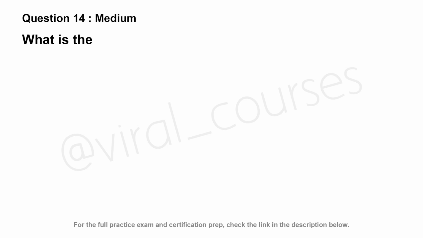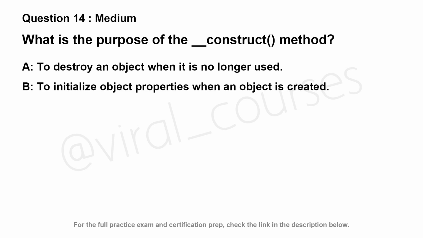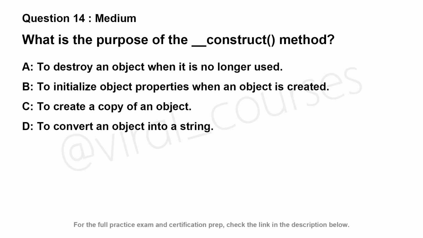What is the purpose of the __construct method? Option A, to destroy an object when it is no longer used. Option B, to initialize object properties when an object is created. Option C, to create a copy of an object. Option D, to convert an object into a string.